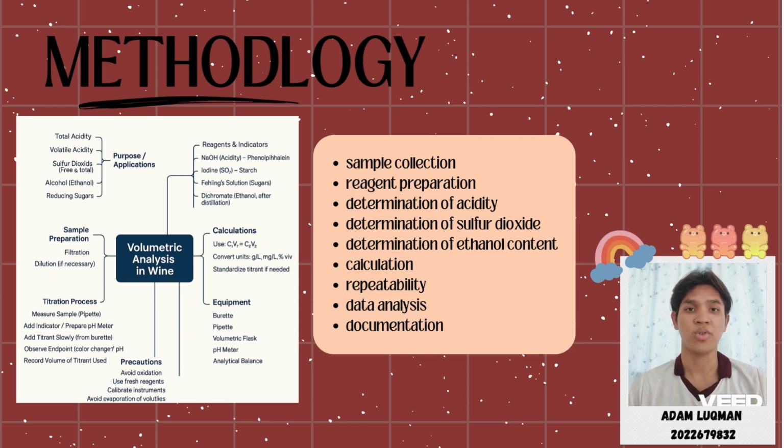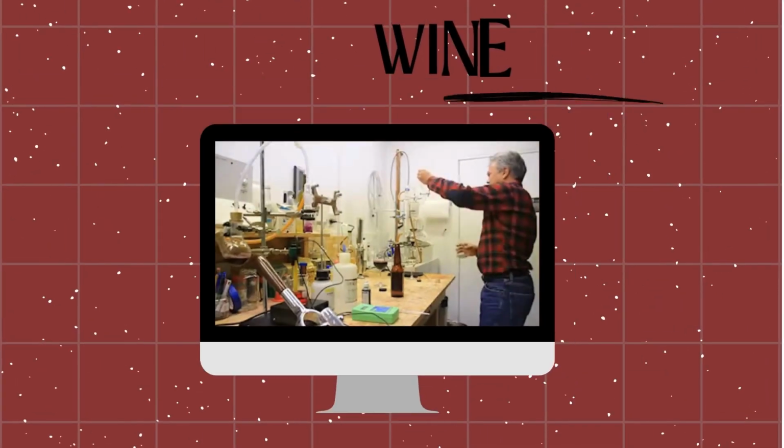Different chemicals are used for different tests. For example, sodium hydroxide with phenolphthalein for acidity and iodine with starch for sulfur dioxide. To find the result, we use a simple formula. Sometimes the titrant also needs to be standardized to ensure accuracy. The equipment used includes a burette, pipette, volumetric flask, pH meter, and analytical balance. During the process, it is important to avoid oxidation, use fresh reagents, calibrate instruments properly, and prevent the evaporation of alcohol or other volatile substances.